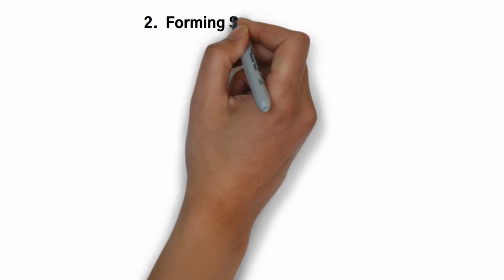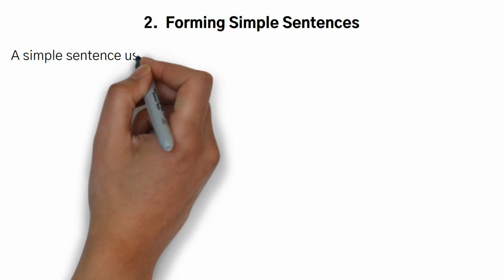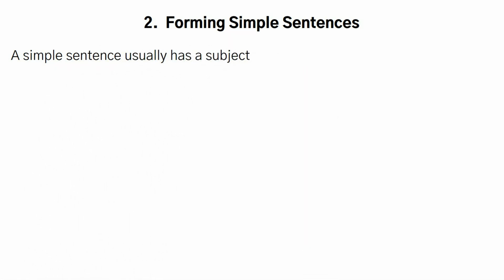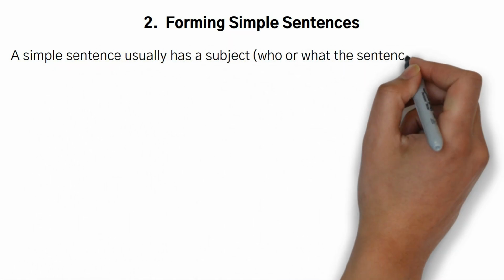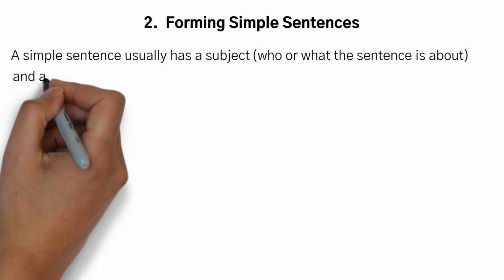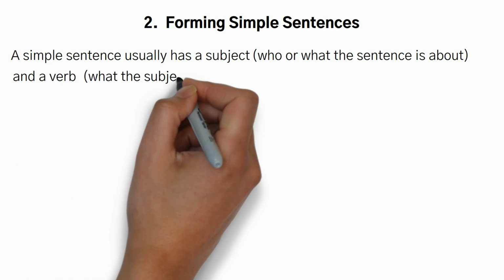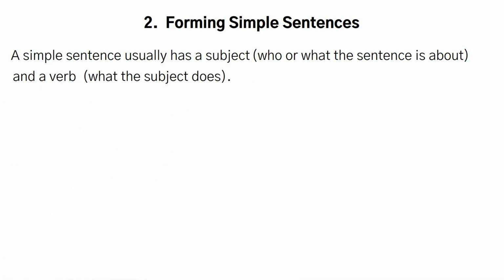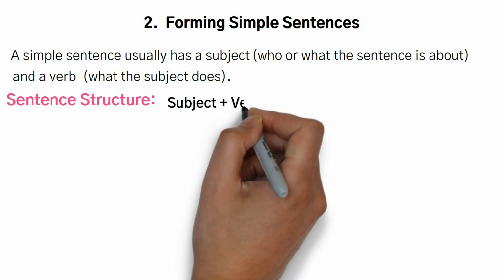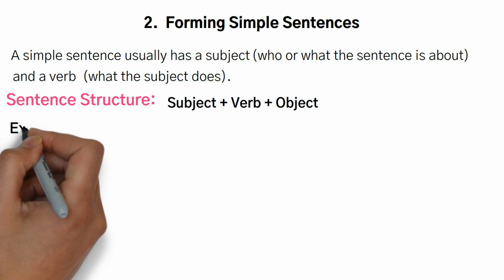2. Forming simple sentences. A simple sentence usually has a subject, who or what the sentence is about, and a verb, what the subject does. Sentence structure: subject plus verb plus object.